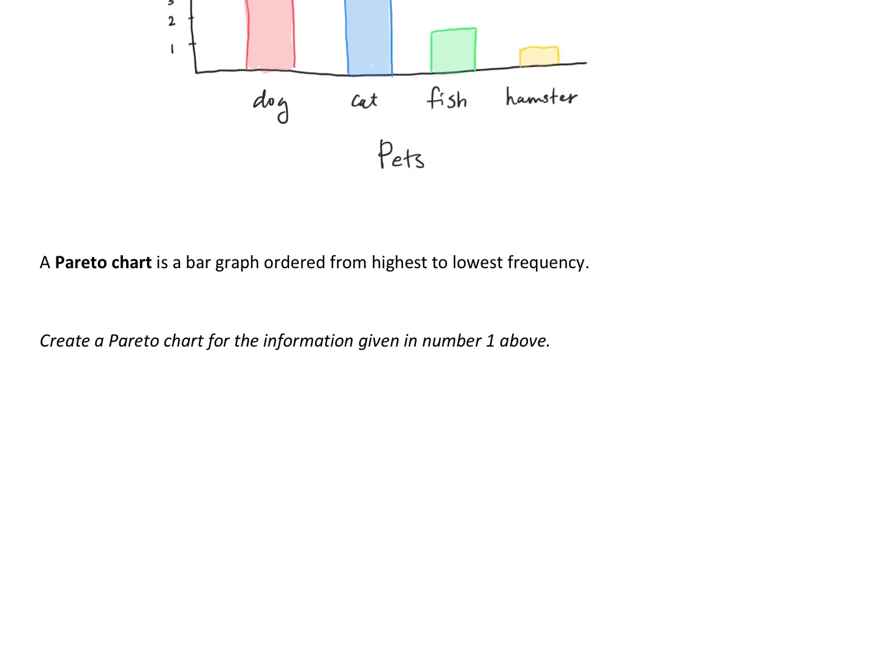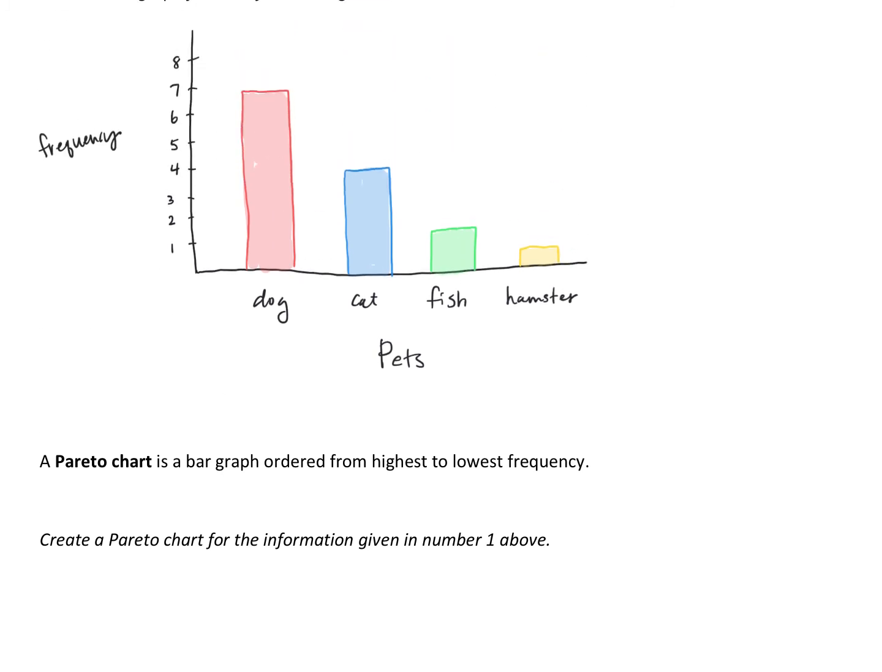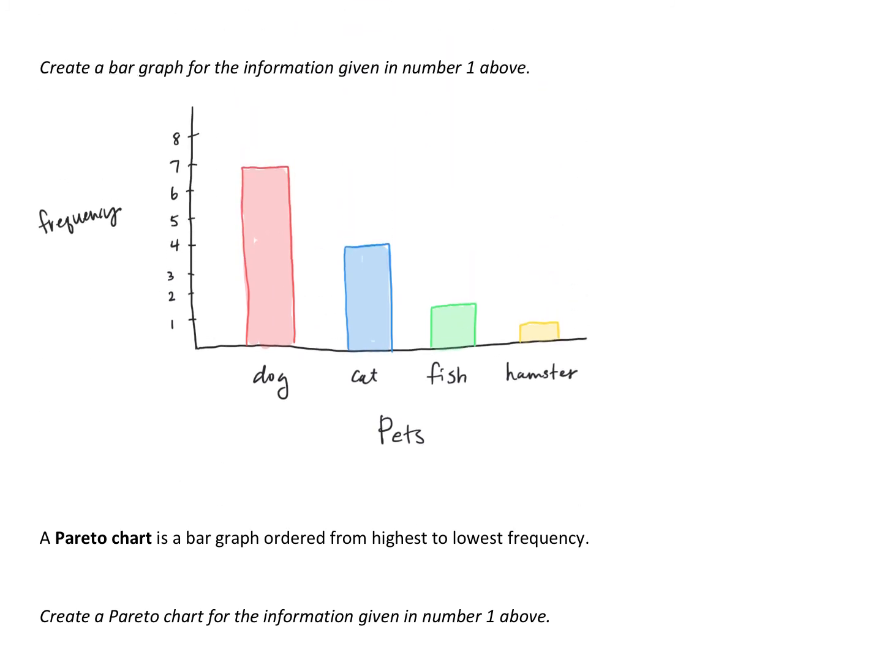A Pareto chart is a bar graph ordered from highest to lowest frequency. So we're asked to create a Pareto chart for the information given in number 1, but we actually just made that. Coincidentally, I put my frequencies in the order of most frequent to least frequent.